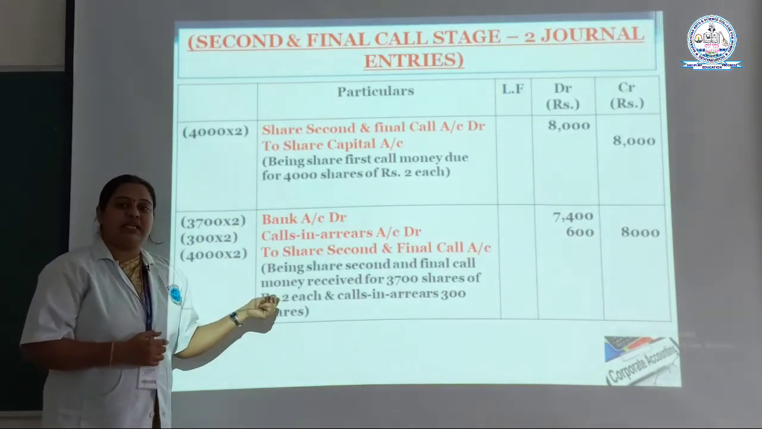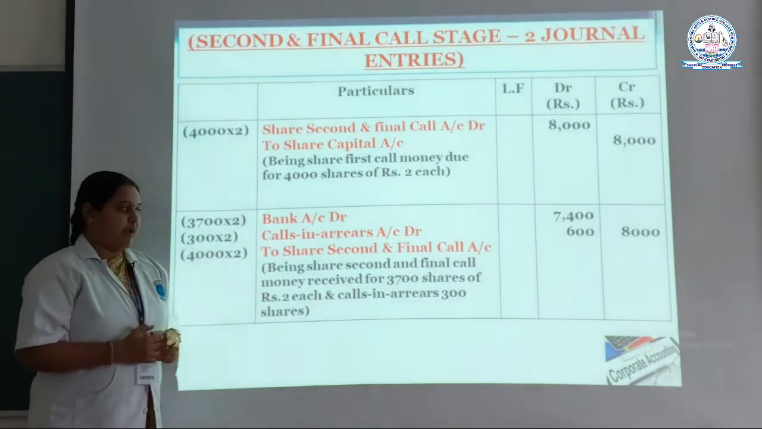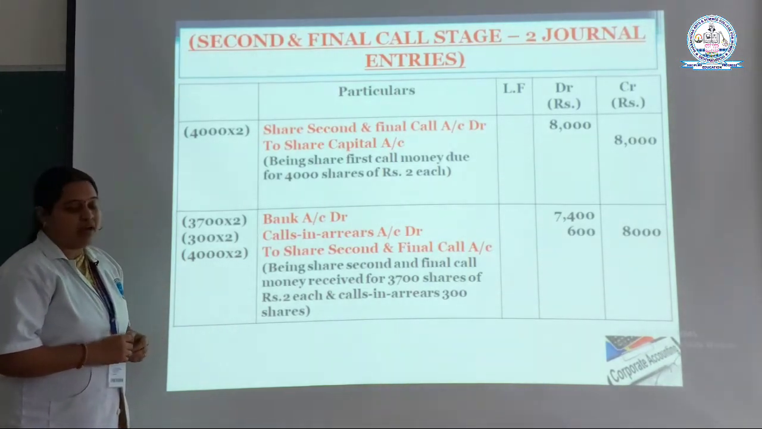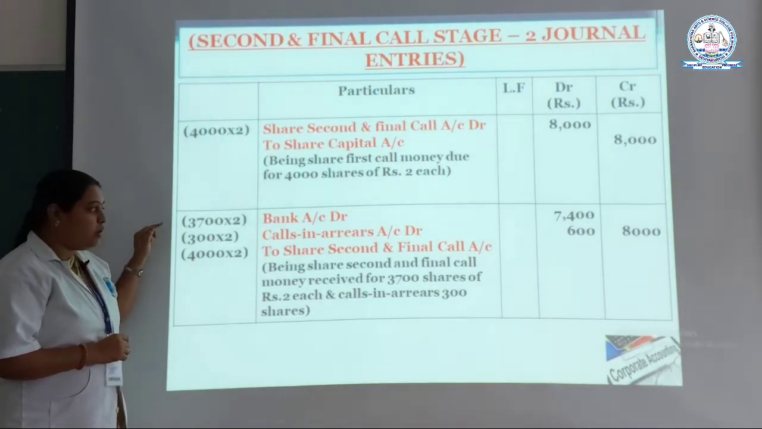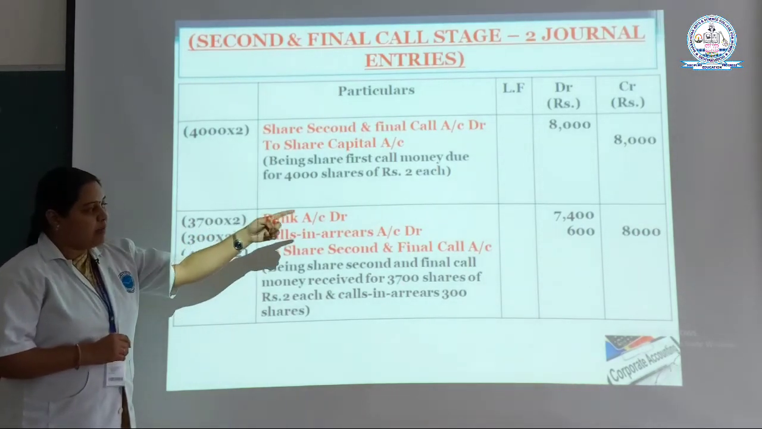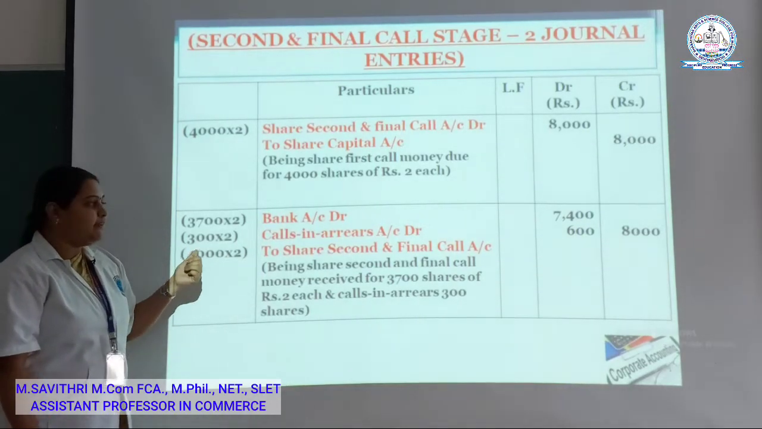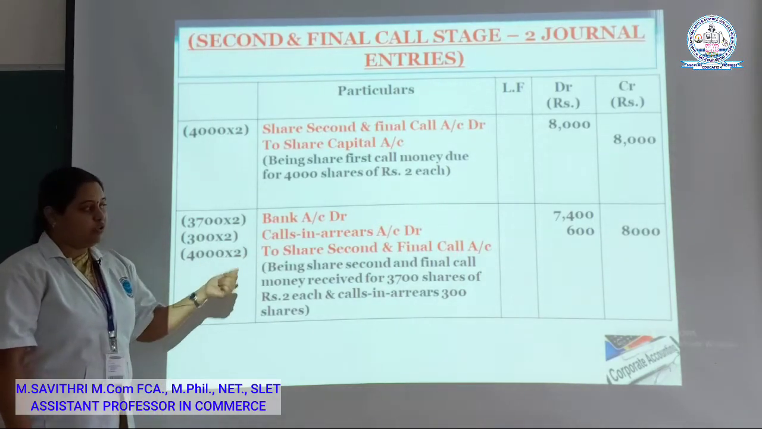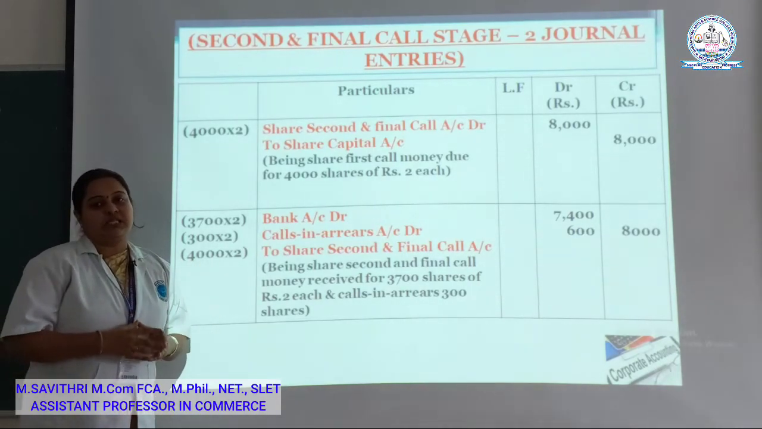And we are receiving the share second and final call money. Bank account debited, calls in arrears account debited to share second and final call. Amount is except 300 shares, which is 3,700. From 4,000 you have to deduct this 300. 3,700 shares only paid their second and final call money. So 3,700 into 2, bank amount is 7,400, and calls in arrears is for 300 shares into 2, 600, and share second and final call we have entered 4,000 into 2, 8,000. So this is all about the solution of this sum. Thank you.